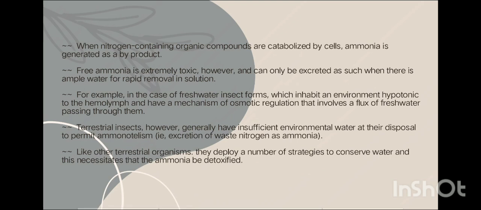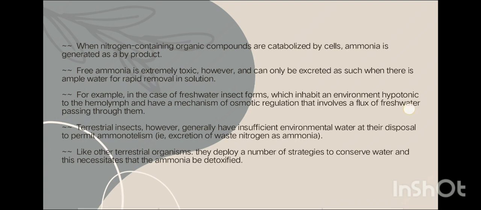Free ammonia is extremely toxic, particularly to freshwater insects inhabiting an environment which is hypotonic to them. Osmotic regulation causes fresh water to flow through them, so it is easy to remove this toxic ammonia into the fresh water. But in terrestrial insects, removing ammonia as a byproduct in the waste matter is a problem.